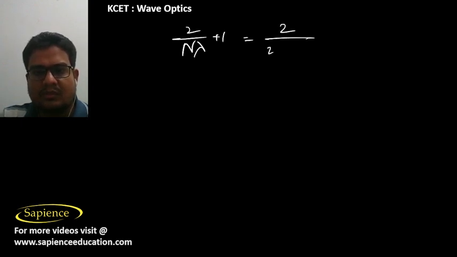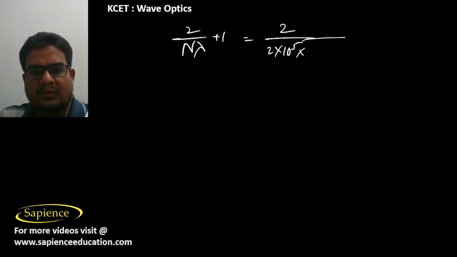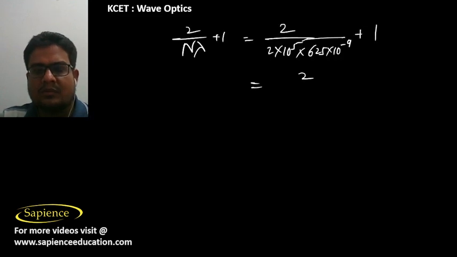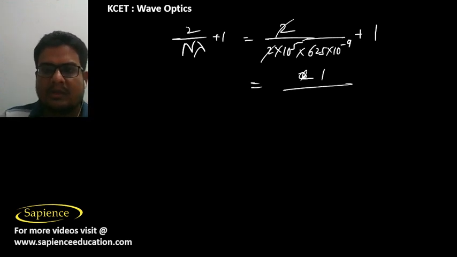So 2 by 2 into 10 power 5 into 625 into 10 power minus 9, plus 1. So this 2 and 2 will cancel. This is 10 power minus 4, so I can write it as 100 into 100, which is 10 power 4, by 625, I can write 25 into 25, plus 1. So 25 fours are 100, 25 fours are 100.